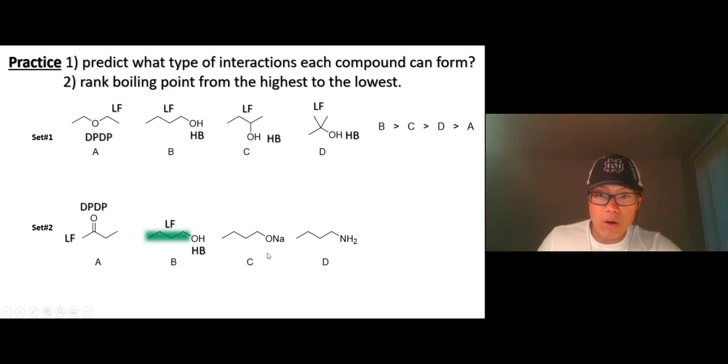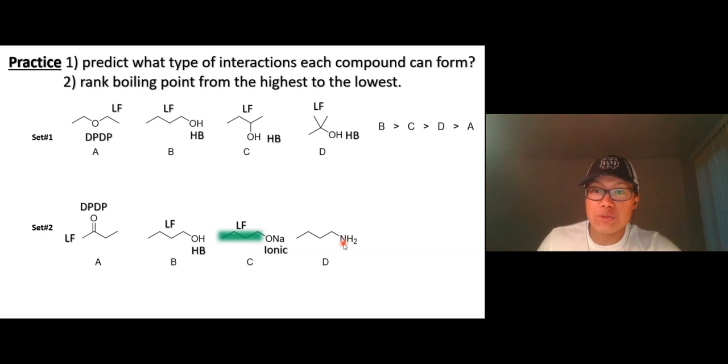In C, what is this? Non-metal and metal. We got an ionic bond here. This is going to be real strong. All right, ionic bond. And four carbons right here. That's the London forces.